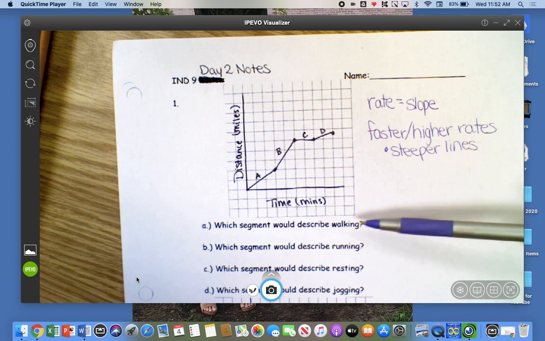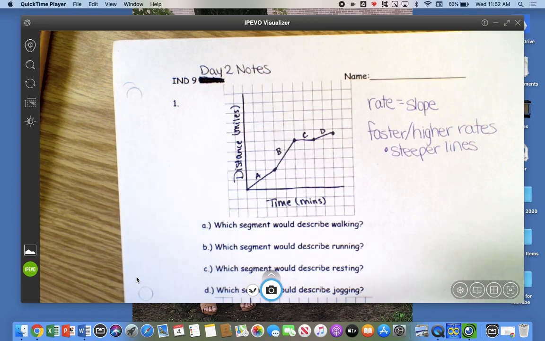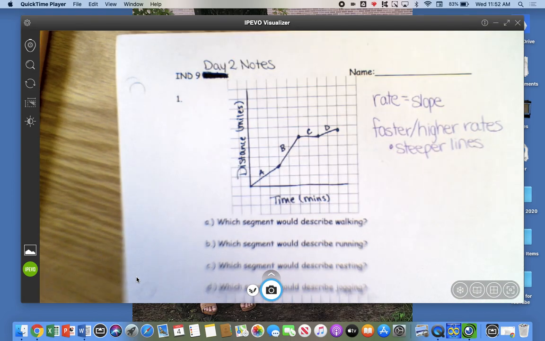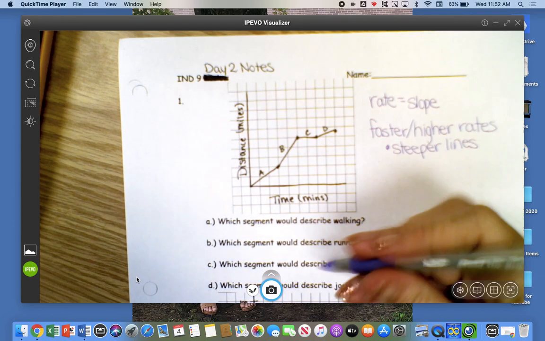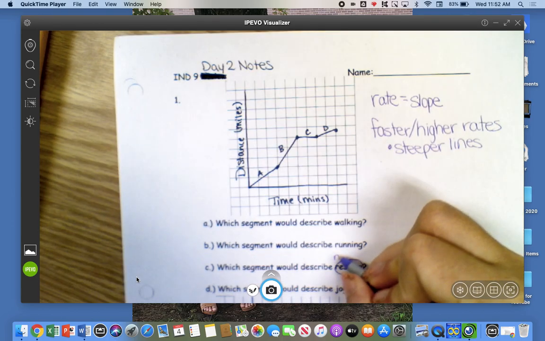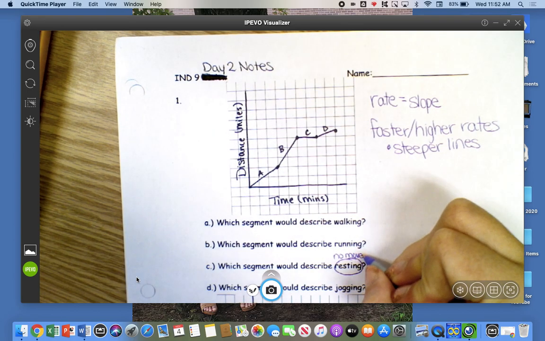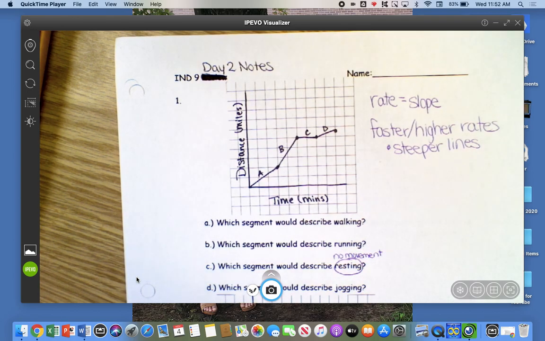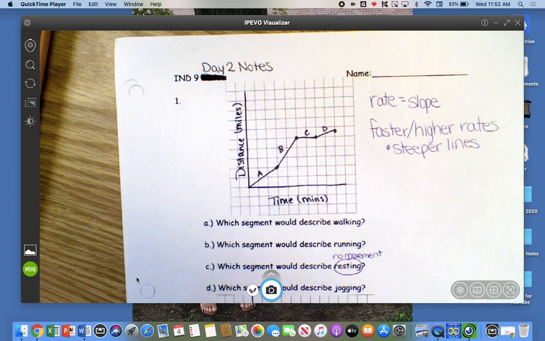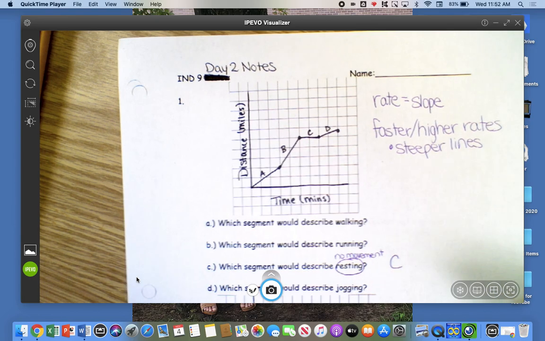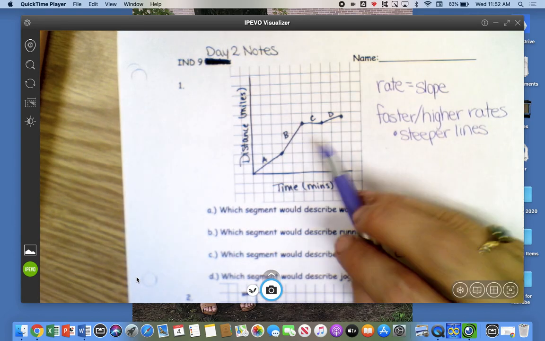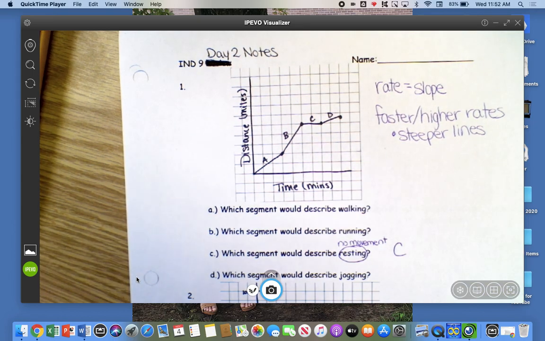So whenever we're looking at these, we want to see which segment is walking, which one is running, which one is resting, and which one is jogging. So the first one that I want to talk about is resting. So if you are resting, that means that there is no movement. So if you are resting, which line segment has no change in distance? And that would be segment C, because it is the one that right here we are not moving anywhere, so that's no change.